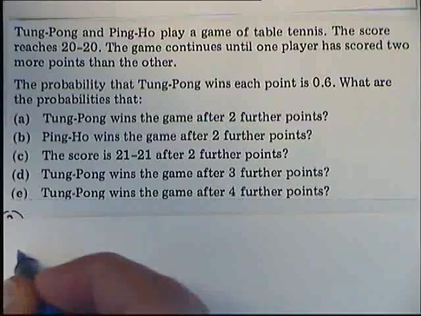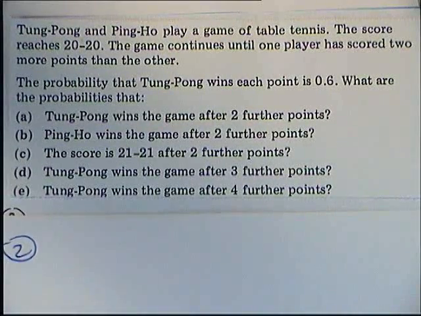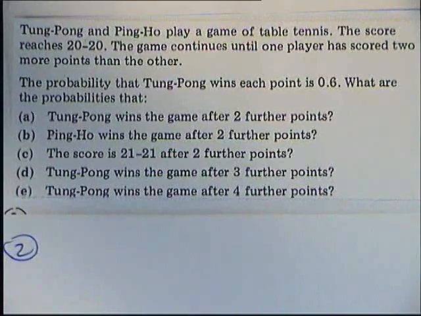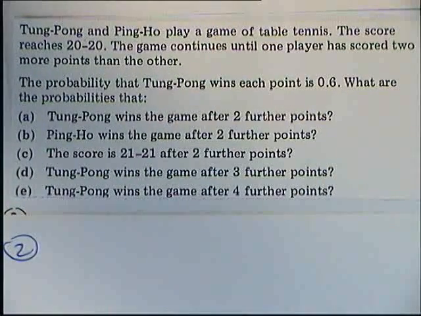Tree diagram. Tree diagram is quite a good idea here. So, for the tree diagram, we have the first game that could be won by either the Tung Pong person, who I'm calling TP, or the Ping Ho person, PH. What is the probability that TP wins this game here?